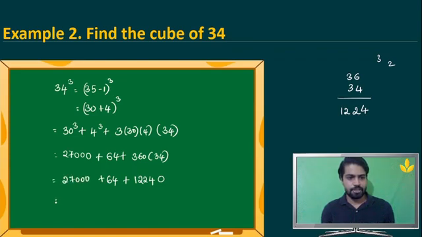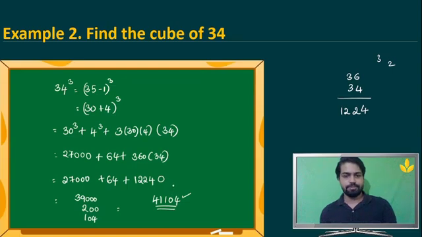Now the next step is adding the thousands only. 27,000 plus 12,000 is 39,000. Let's get 39,000. And one more 100 is there, 200. And then I have 40 plus 60, 100, one more, 104. If you add all of them, we get 41,104. That will be the cube of 34. Fine. Let's go for the next number.